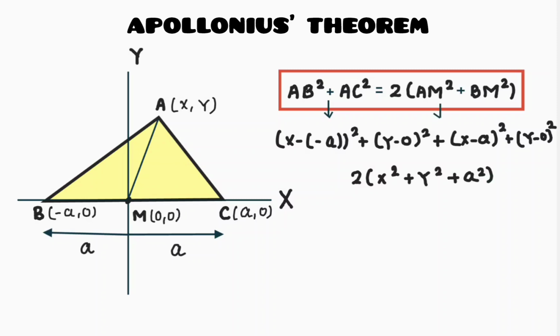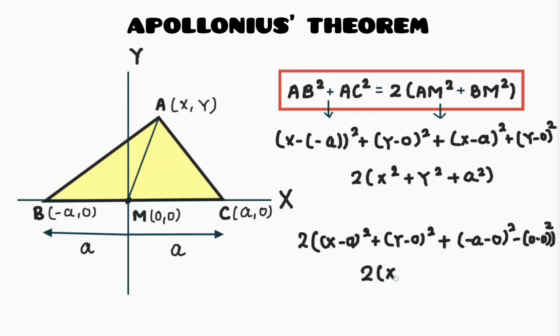Next, observe right hand side carefully. Twice of AM square, x minus 0 square plus y minus 0 square, plus BM square, that means minus a minus 0 square plus 0 minus 0 whole square. Result is again twice of x square plus y square plus a square. This gives a clear proof of Apollonius theorem.